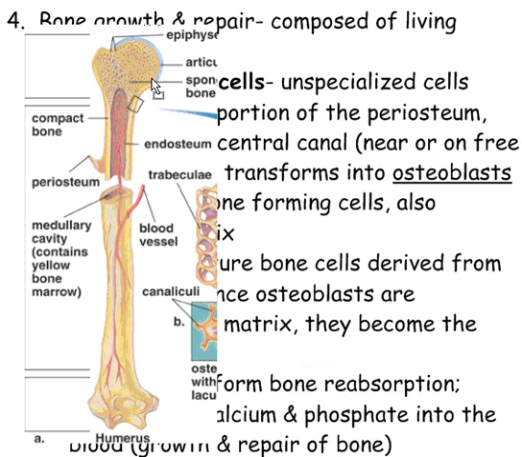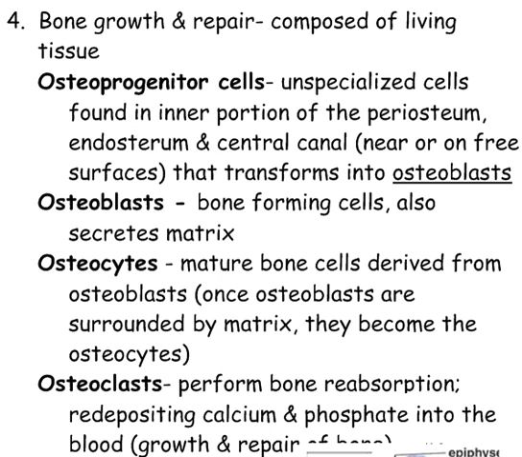So let's take a look at that. So where is it located? Osteoprogenitor cells are located up inside, underneath the lining of the periosteum, the lining of the endosteum, which is then the medullary canal or the central canal. And so they're near or on free surfaces. Now, these are going to transform into osteoblasts. So as they divide, as they go through mitosis, then they specialize.